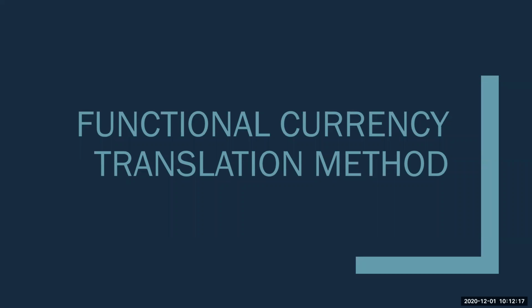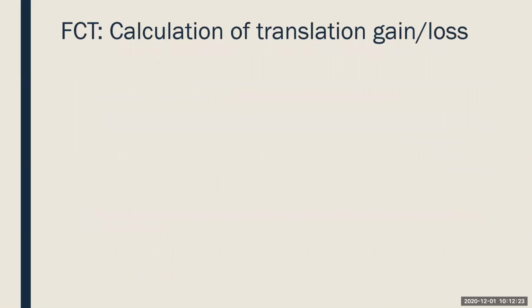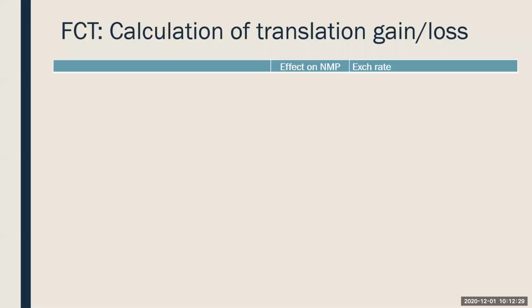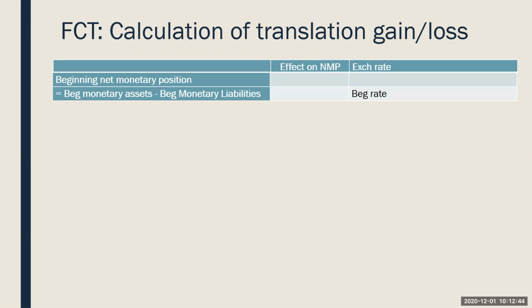Let's now look at the functional currency translation method in some detail. First, we want to look at the calculation of the translation gain or loss. Now, the translation gain or loss under the FCT method, the temporal method, is based on changes in net monetary position. So we need to begin with the beginning net monetary position, which is basically the difference between the beginning monetary assets and the beginning monetary liabilities. These are to be translated using the exchange rate at the beginning of the fiscal year.